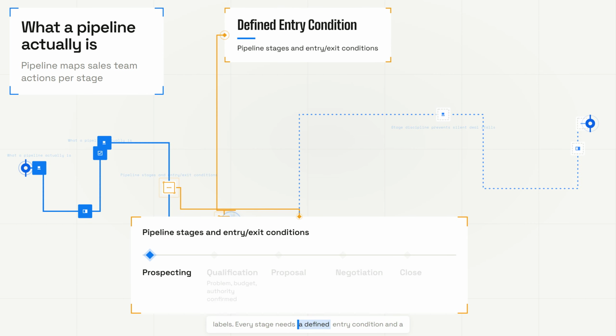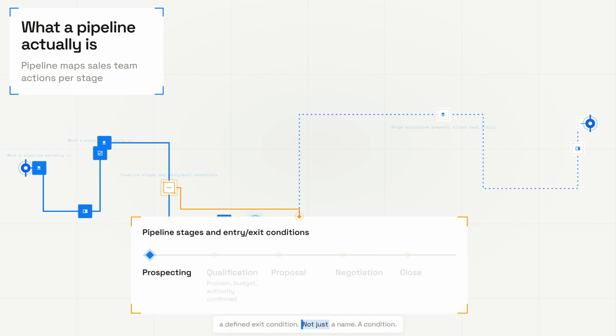Every stage needs a defined entry condition and a defined exit condition, not just a name, a condition. Take qualification, for example. A deal doesn't enter that stage because a rep had a call. It enters when the prospect has confirmed they have the problem you solve, the budget to act, and the authority to decide. If those three things aren't confirmed, the deal isn't qualified. It's just a nice conversation.